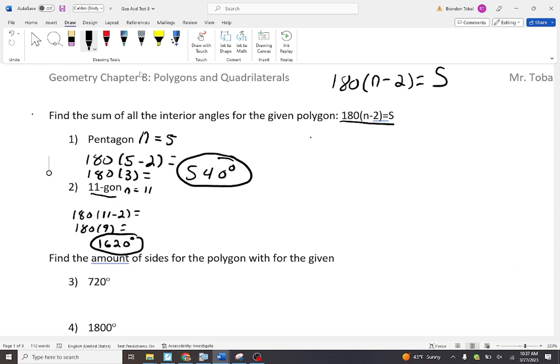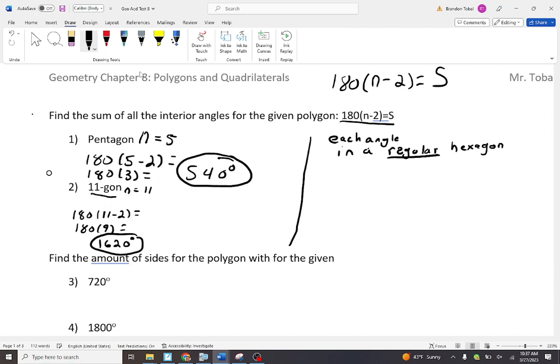Now, in this section, please put a line like this. I want to use the alternate version of the question. You will get this question on your test, so pay attention to this. What if I ask you, give me not only the sum, give me each angle in a regular, let's use hexagon in this case, okay? Each angle of a regular hexagon.